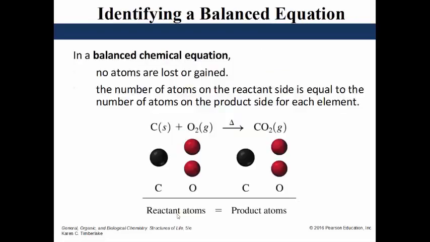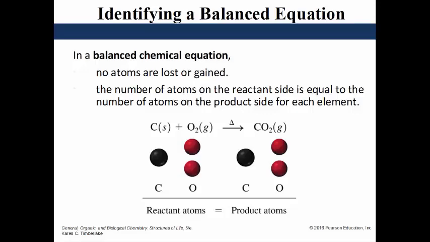All right, now I'll move on to identifying a balanced equation. In a balanced chemical equation, no atoms are either lost or gained. The number of atoms you start off with in reactants will equal the same number of atoms in the products. So you can't have mass just disappearing for no reason. You can't have mass just appearing for no reason. What you start off with is what you'll end up with. It may be in a different form, but the number of atoms does not change.